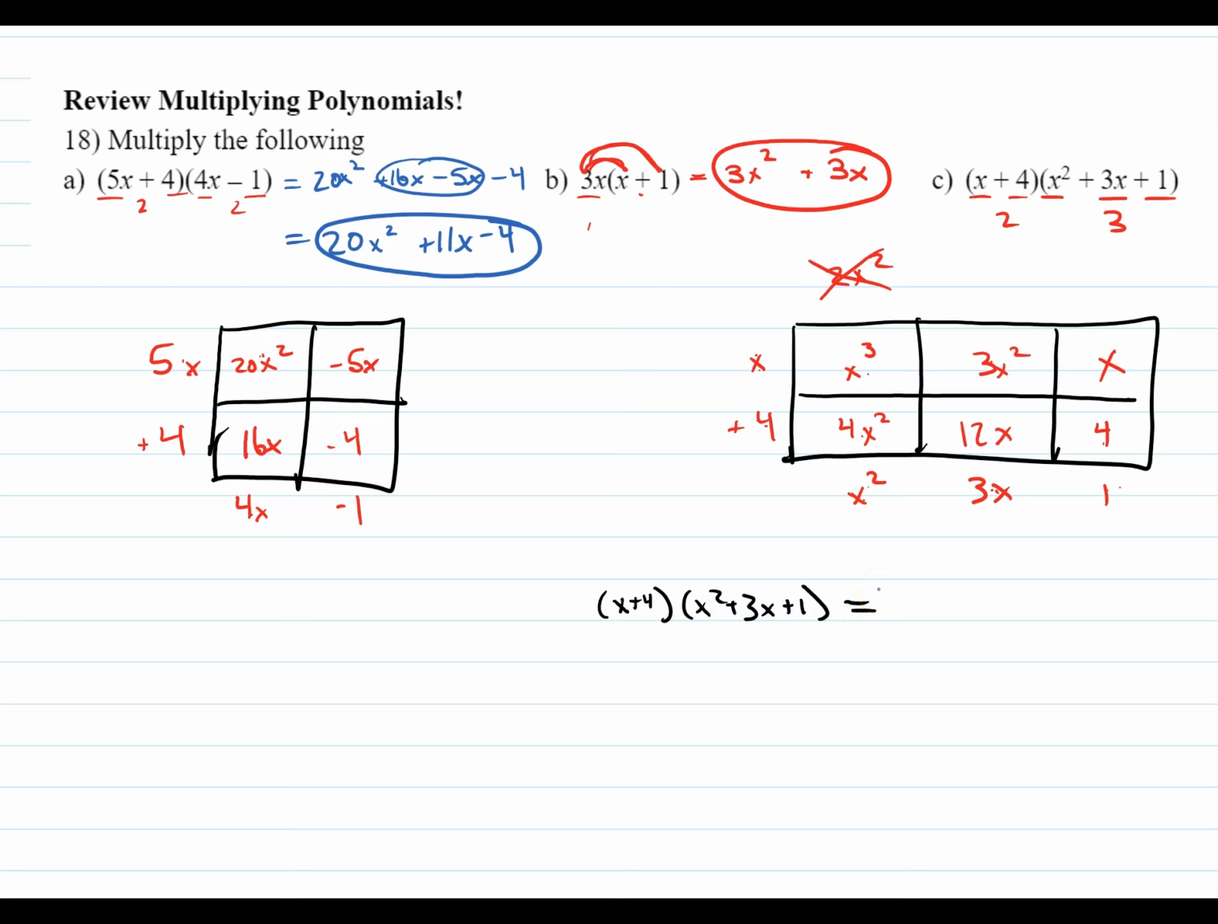So when you multiply these together, this is equal to x to the power 3 plus 3x squared plus 4x squared plus 12x plus x plus 4. Don't forget to combine like terms. We have two pairs of like terms here. So it's x to the power 3 plus 3x squared and 4x squared make 7x squared plus 12x and x make 13x. Final answer.